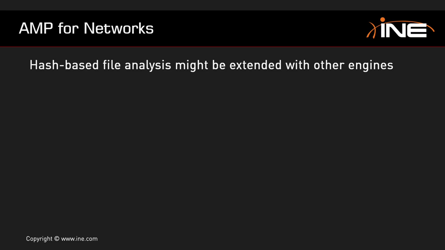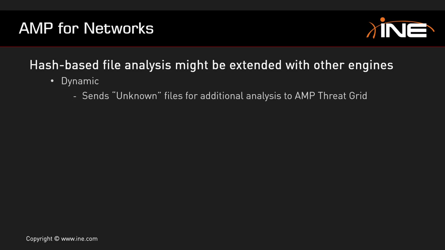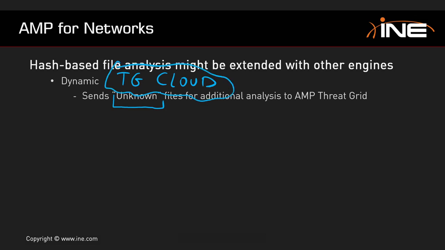It is also possible to extend this default hash-based file analysis with the AMP cloud with other engines. The dynamic option, this is specifically talking about the so-called ThreatGrid cloud. This is what you can enable in order to analyze files that are categorized as unknown, when the disposition returned by the cloud, the AMP cloud in this case, was set to unknown. Dynamic analysis is all about sending that file to this second cloud, ThreatGrid cloud, which is acting more like a sandbox.